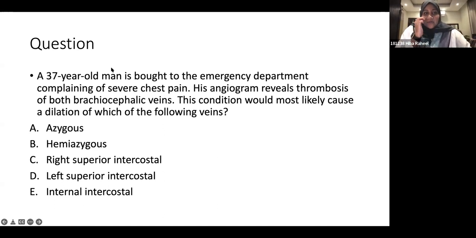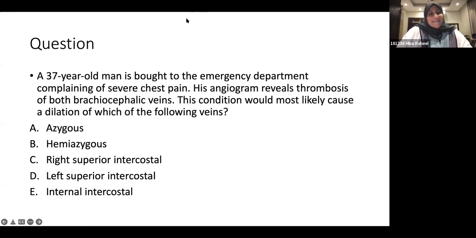Okay. So this is a 37-year-old man who's brought to the emergency department and is complaining of severe chest pain. His angiogram reveals thrombosis of both brachiocephalic veins. This condition would most likely cause a dilation of which one of the following veins?